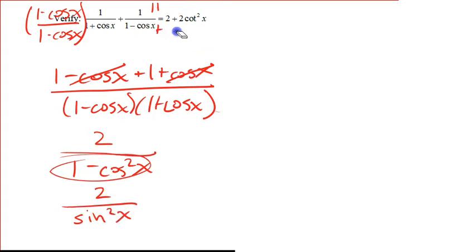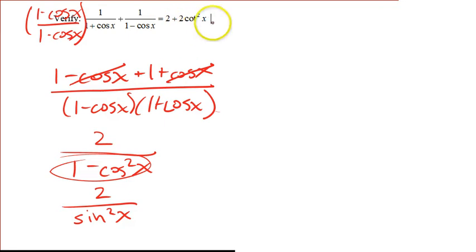Okay, so are we done? Well, let's look back up at the original problem. No, sadly we're not. I don't really know if 2 over sine squared x is equal to this thing right here, so I think we're just going to have to start playing with the right side to figure it out.